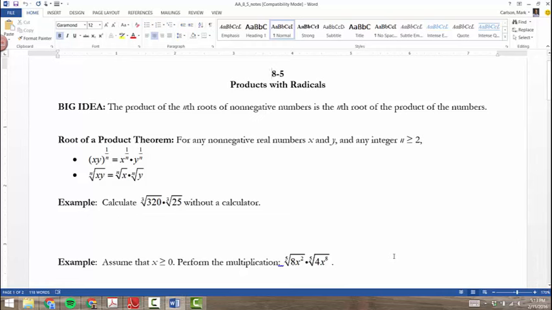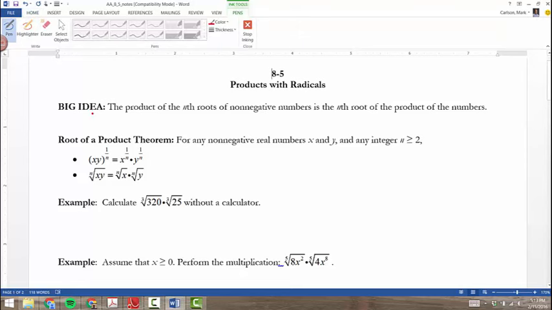These are the notes for section 8.5, products with radicals. From a big idea standpoint, we want to be able to think about the product of nth roots of non-negative numbers. The key is that the product of nth roots of non-negative numbers is the nth root of the product of the numbers. So let's see if we can figure out what that really means.